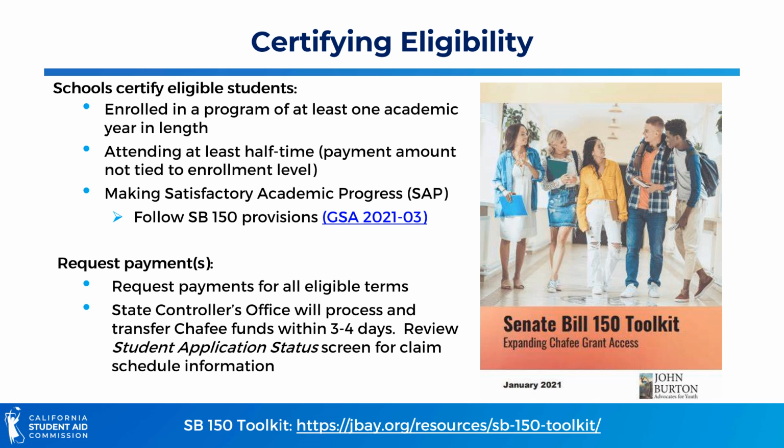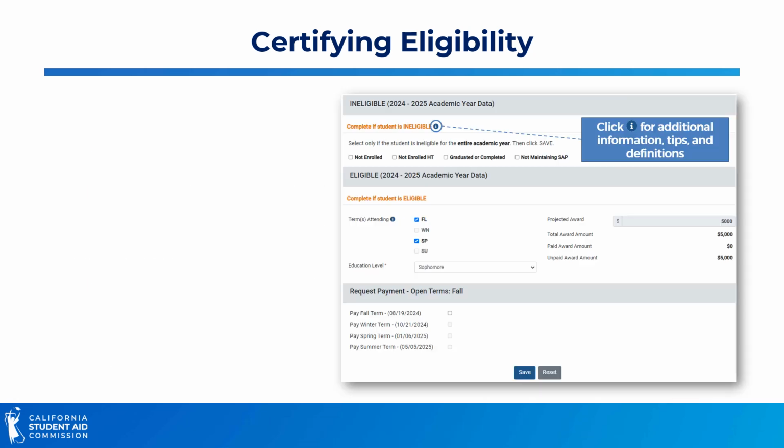Within 3 to 4 days, the State Controller's Office will process and transfer Chafee funds. In a later slide, we will go over the student application status screen, which displays the claim schedule information. Now, this is the section of the roster where eligibility is certified for awarded students. Note that there is no need to certify eligibility for students who are not yet awarded or are in the eligible not awarded roster. Certifying the roster for students who are still waitlisted creates rework because you will end up having to recertify and request payment once the student is actually awarded. Let's take a look at a few of these sections.